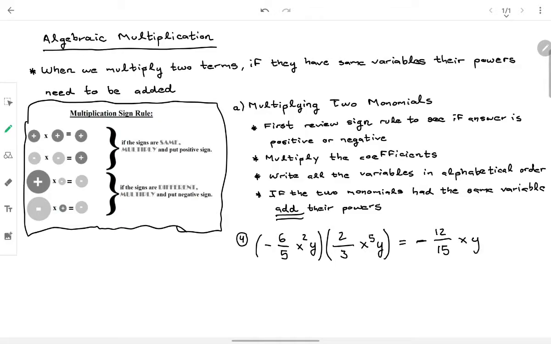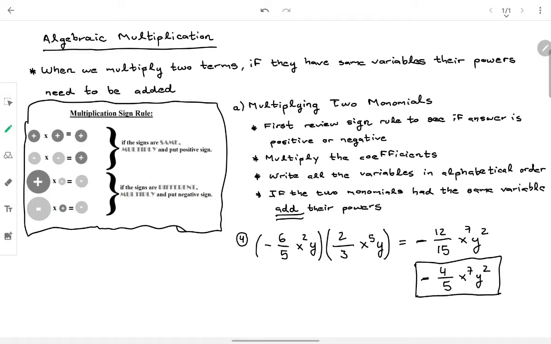We will put our variables, and then we are going to add their powers. So in this case, for x it is 2 and 5, which is 7. For y it's 1 and 1, it will be 2. And then we need to simplify it because I didn't do it at the beginning. So it will be minus, we can divide it by 3, minus 4 over 5, or 4/5 of x to the 7th y squared. And this will be our final answer for that specific exercise.